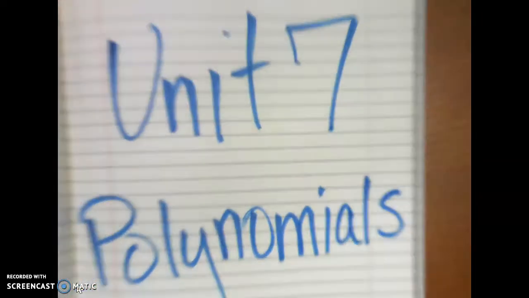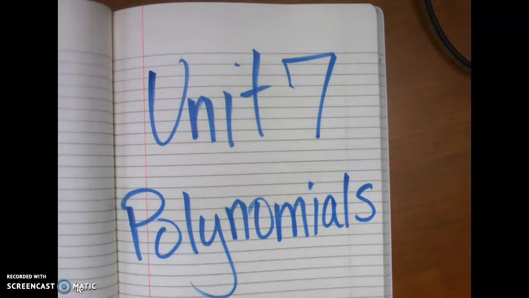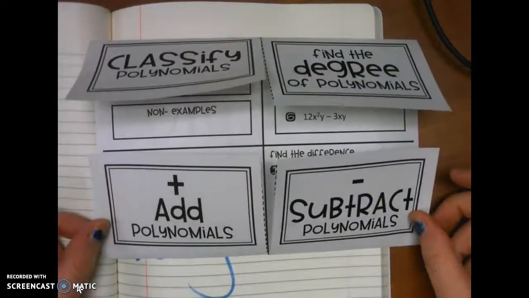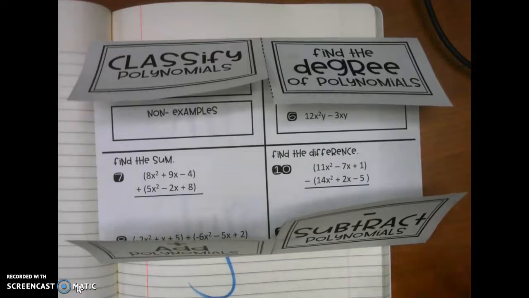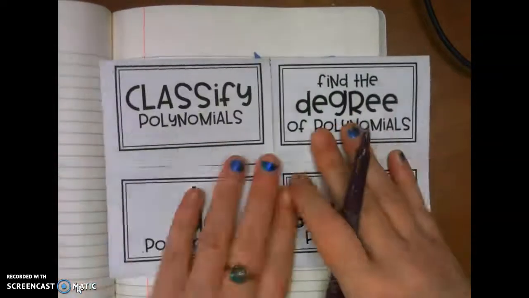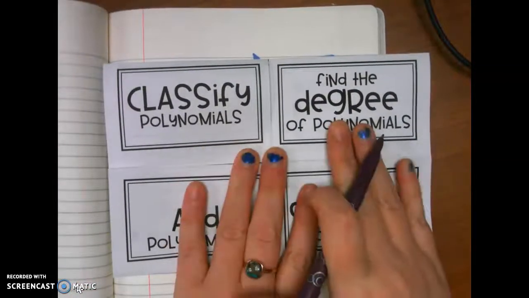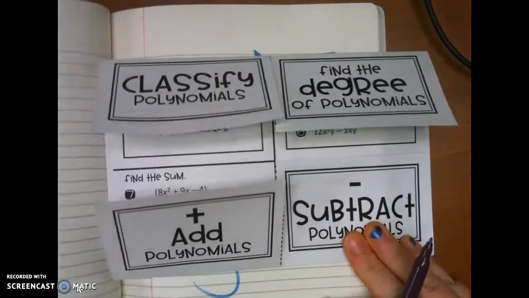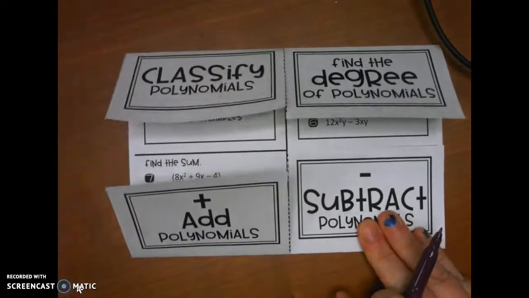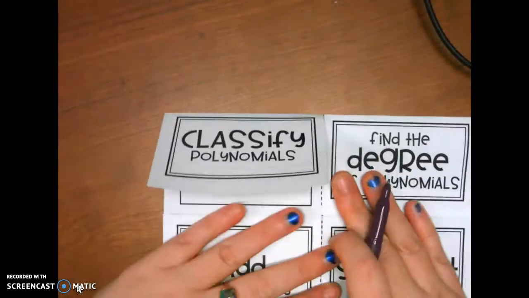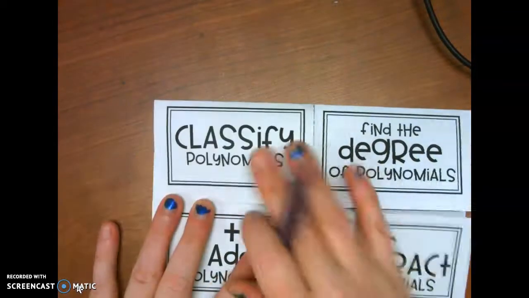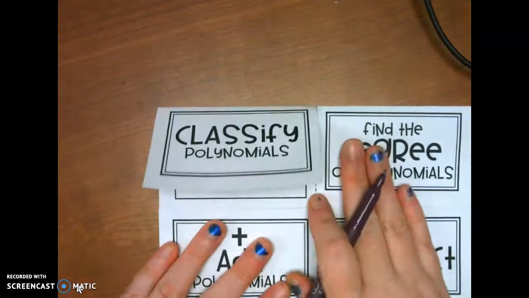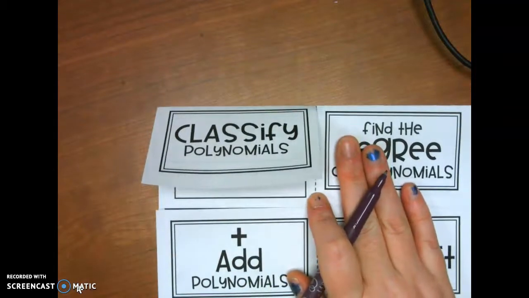Hi guys, so here we are starting Unit 7 Polynomials, okay? And you will have this lovely foldable that we are going to fill out in this video. And it's talking about classifying, finding the degree, adding and subtracting, okay? We will continue on with multiplying and dividing throughout the week. But we're just going to talk about what is a polynomial and how do we classify them?